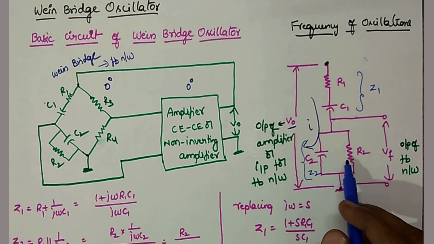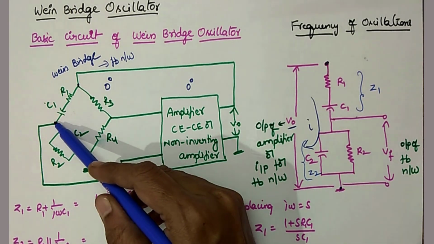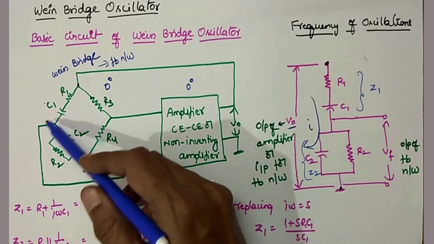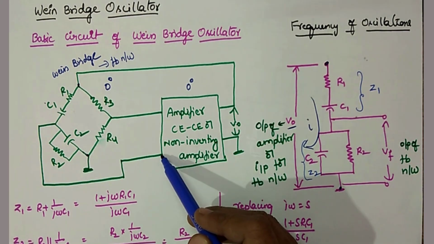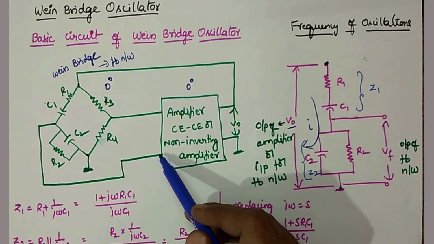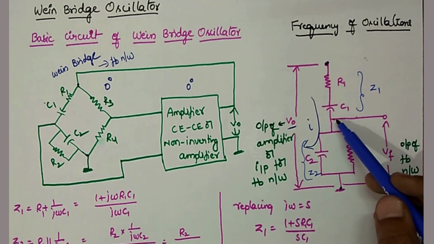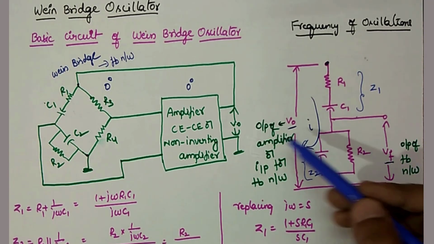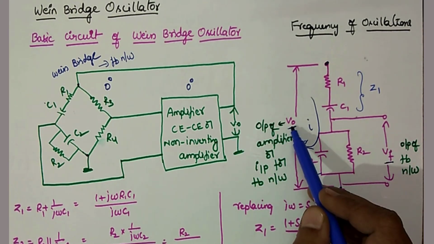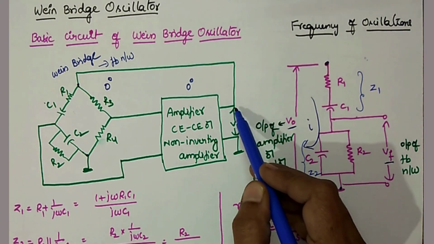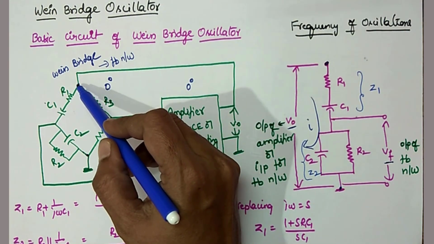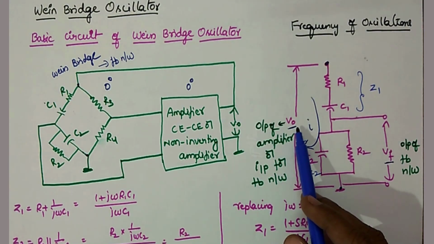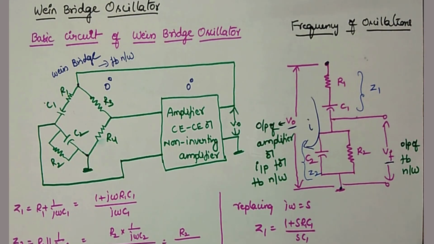Another part, the feedback network output is across the R2 C2 combination, and that output is given to the non-inverting input of the amplifier. Here the output of the feedback network is represented by Vf, and the output of the amplifier network is represented by V0. The output of the amplifier is connected as input to the feedback network, hence V0 is also called the input for the feedback network. Understood? Now, let's start the derivation.